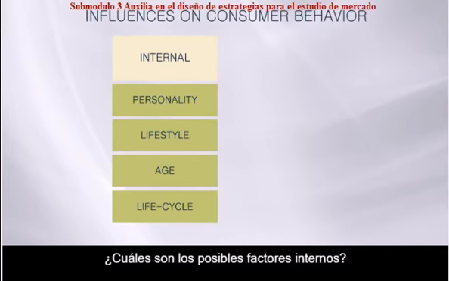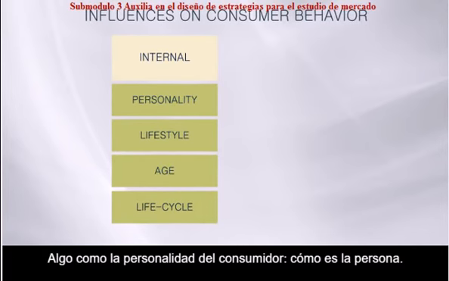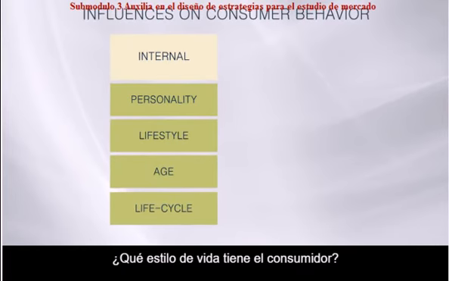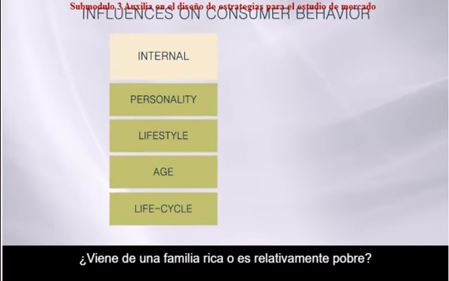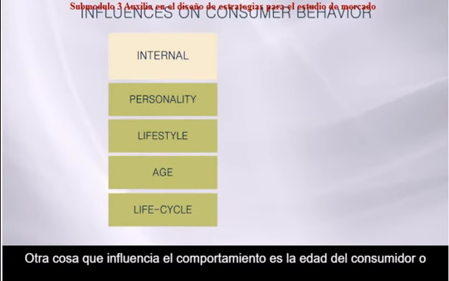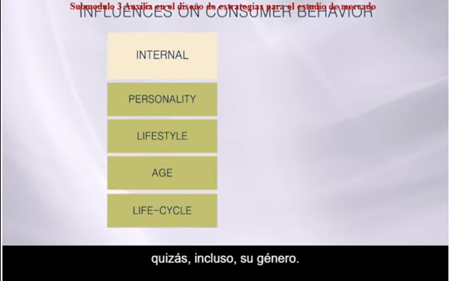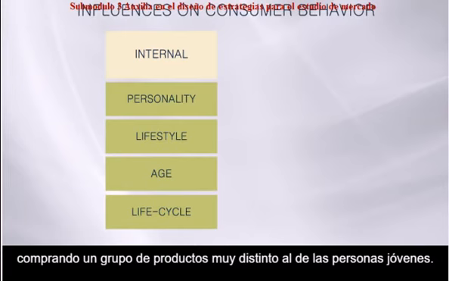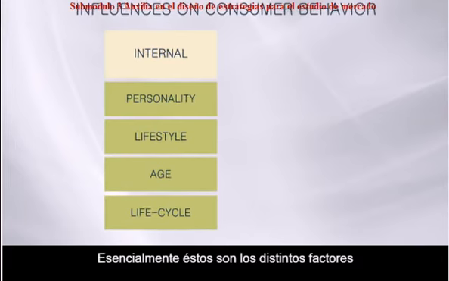Something like the personality of the consumer, how the person is. Is he risk-taking or is he risk-averse? What kind of lifestyle does the consumer have? Is he from an affluent family, or is he relatively poor? Another thing which influences consumers' behavior is the age of the consumer, or maybe even the gender of the consumer. What kind of products do men buy versus what kind of products do women buy? Older people might be buying a very different set of products than younger people. So essentially, these are the different factors which have to be taken into consideration when understanding consumer behavior.